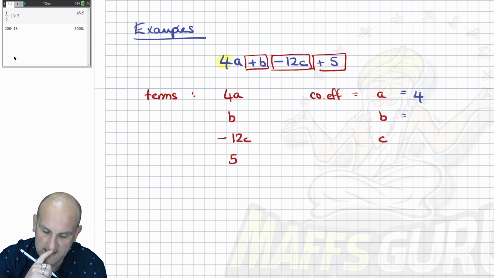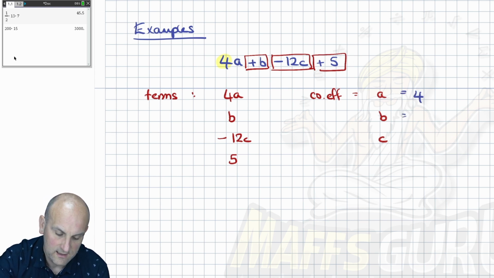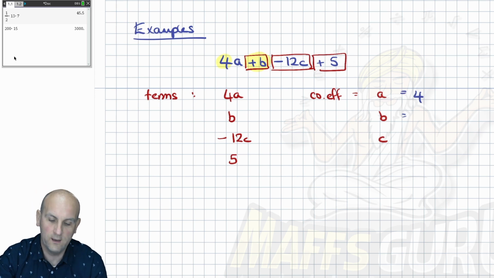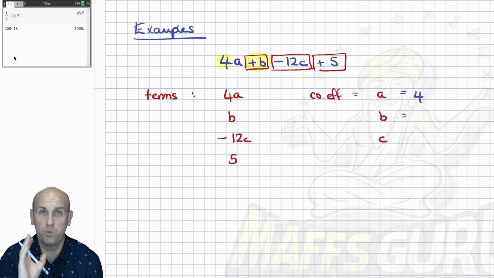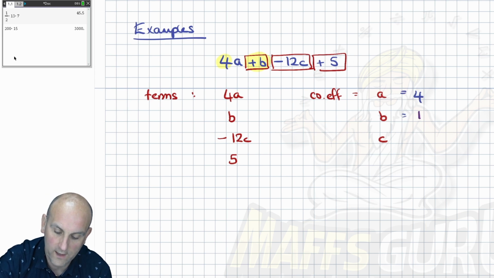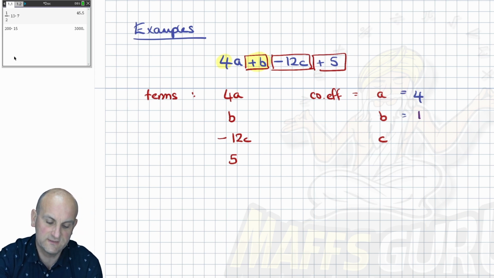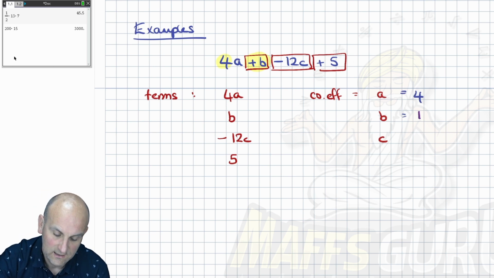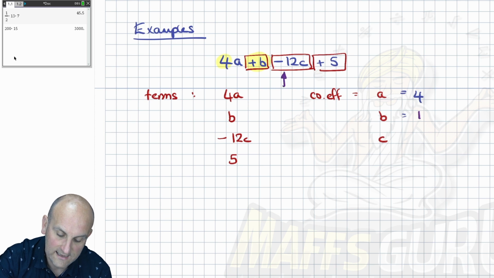What about the coefficient of B? What on earth is stuck in front of the B? Well, what's the one number we don't have to write? The one number that we tend to miss out. 1. So actually, the number in front of the B, we don't have to write. When there's just one of something, again, convention states, we just write 1. What is the number stuck to the C? Again, a lot of people say 12, and it isn't, because we've got to take account of the negative sign. So the coefficient of C would be negative 12.